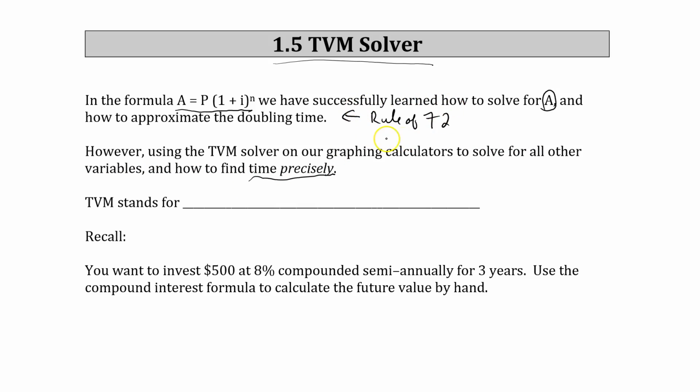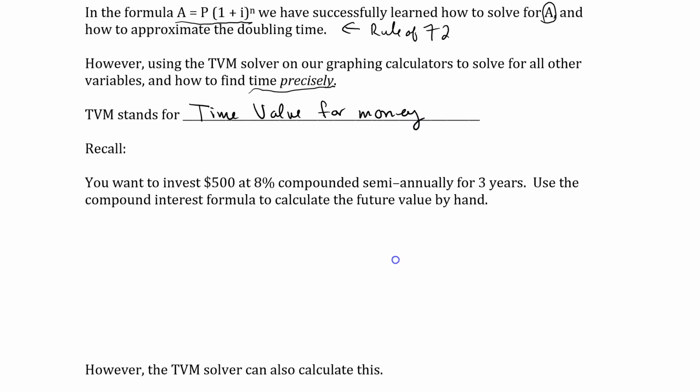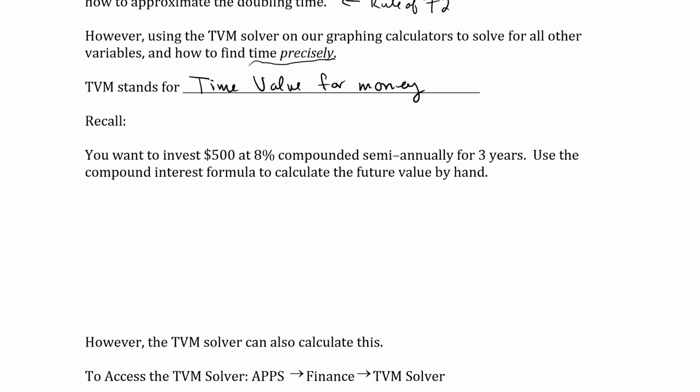The rule of 72 gives us a really good rough estimate of the doubling time, but if we want to solve for time precisely, we're going to have to use a more precise instrument. So TVM stands for time value for money. So we're going to use some old methods, and then I'm going to show you how they translate into the new methods on the calculator.